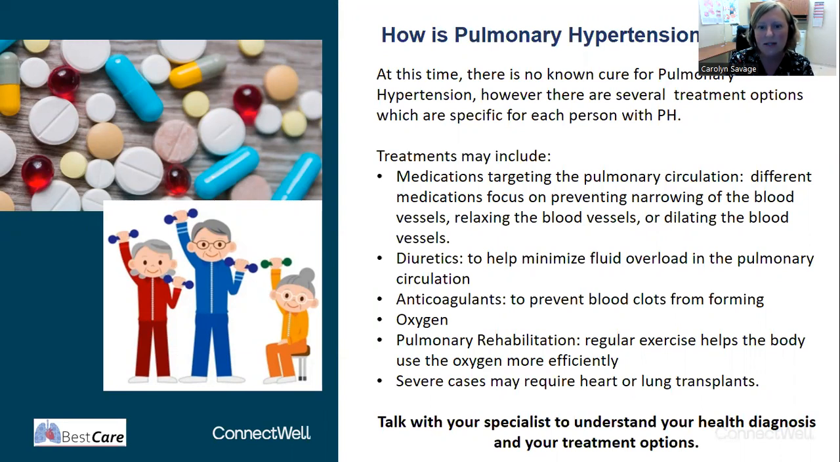So medications focusing on relaxing and dilating the blood vessels. Diuretics to minimize how much blood fluid is being pumped into the pulmonary circulation. Oxygen, if the oxygen levels drop with exercise. Pulmonary rehab is important because it helps the body use the oxygen much more efficiently. And in more serious cases, a heart or lung transplant might be considered.